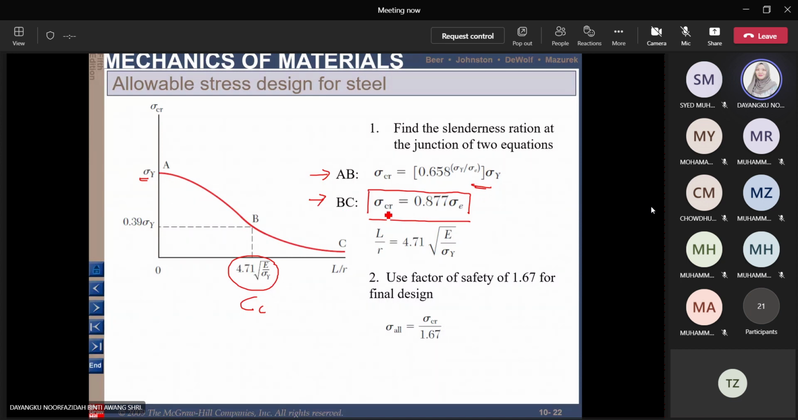In which the critical stress is just 0.877 times the Euler stress. So Euler stress here is pi square E over (L over R) square. So this is your Euler formula. You calculate this value first, times with 0.877, and put it into the critical stress here. So calculate the value of the Euler formula first, so that we can get the value of the assumption. You can use this one here.